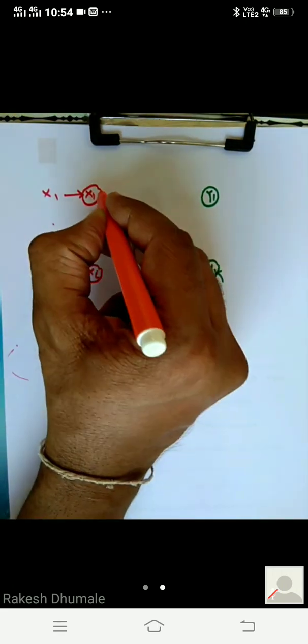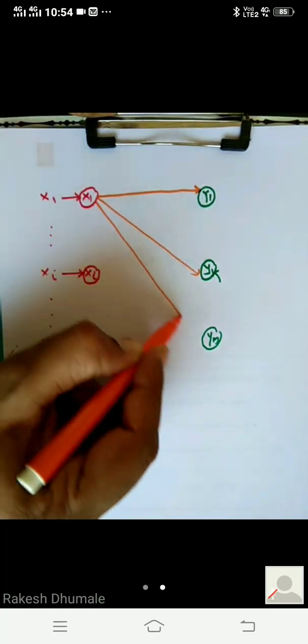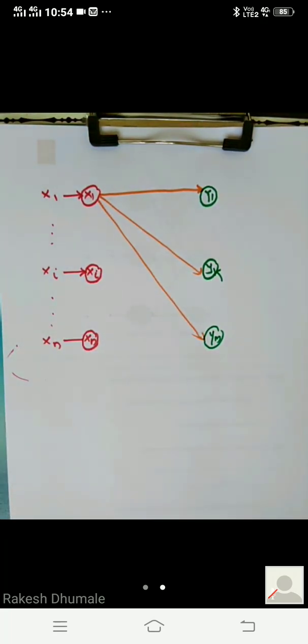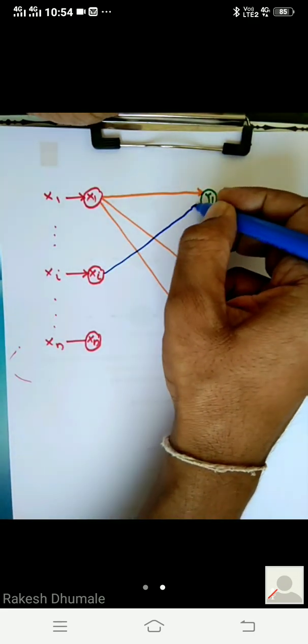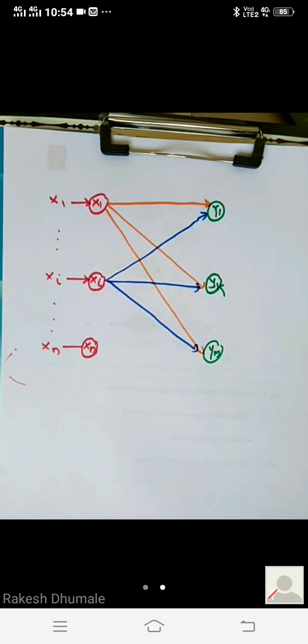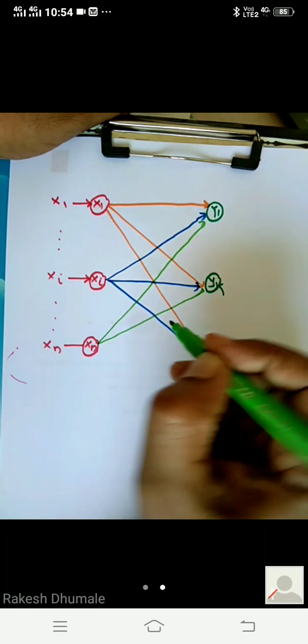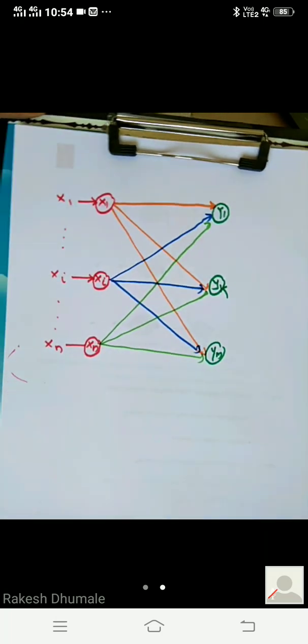So this is the connection. Then I will show here the connection between these inputs and outputs. So this is the connection with y1, then yk, and then ym. Again, I will show here the connection between xi to yk and ym. Similarly, here the connection between xn, yk, and ym. So these are the connections.